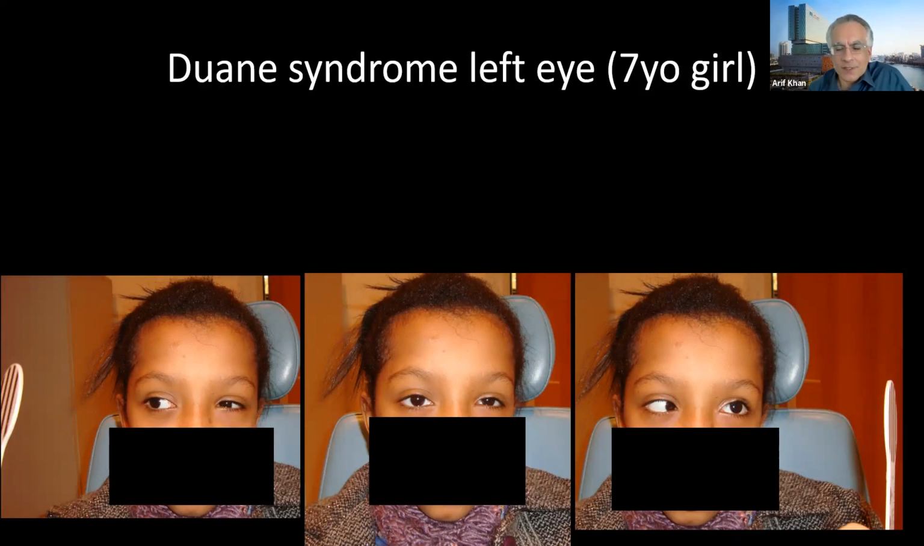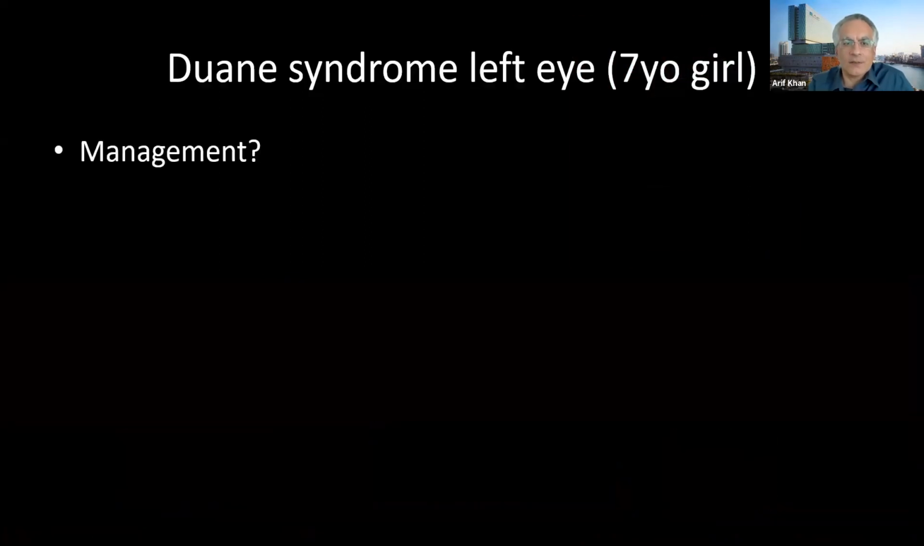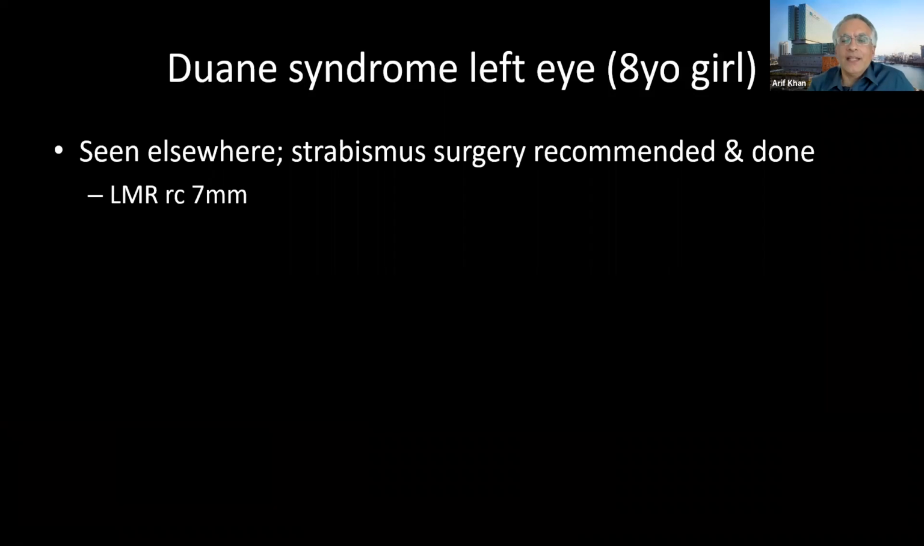Unfortunately, the family later went to a different doctor, and that doctor recommended strabismus surgery. Not only did they recommend strabismus surgery, they recommended a medial rectus recession of 7.